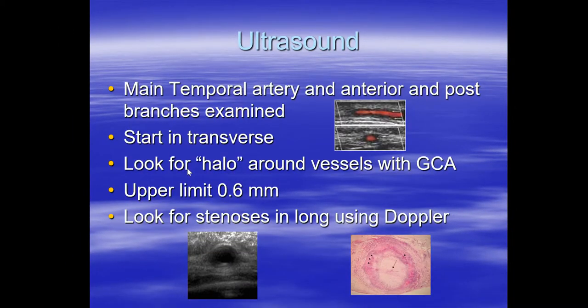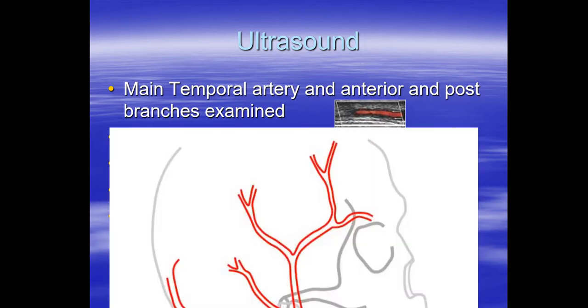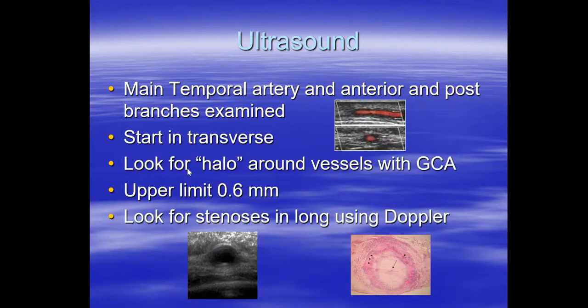So basically the protocol we use, we look at the main temporal artery and the anterior and the posterior branches. I like to start in transverse. You can follow the main temporal artery along, and you're looking for this hypoechoic halo around the vessel, which is analogous to this biopsy specimen just here, and that's also quite comparable to what you're seeing on the MR. You saw that on the MR, and we don't see the edema around the vessel like that. This halo here is almost diagnostic of GCA when you see it like that.